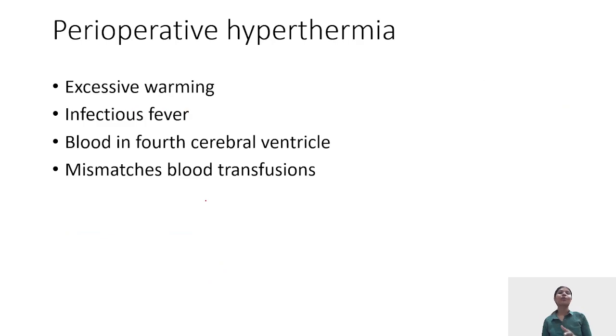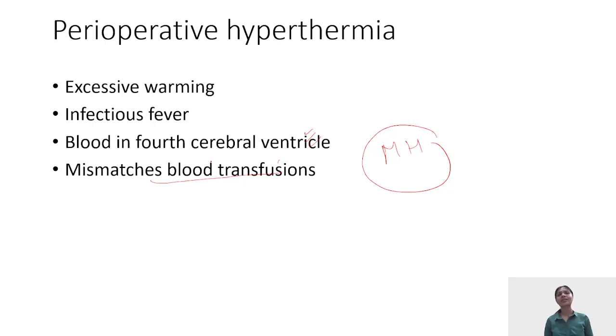See, when we talk about hypothermia, that is the most common complication of temperature regulation. But yes, hyperthermia can also happen intraoperatively, which could be iatrogenic. You have warmed the patient a lot. It could be infectious. It could be a fever. It could be because of your mismatched blood transfusion. Of course, malignant hyperthermias. And lastly, if there is blood in the fourth cerebral ventricle.